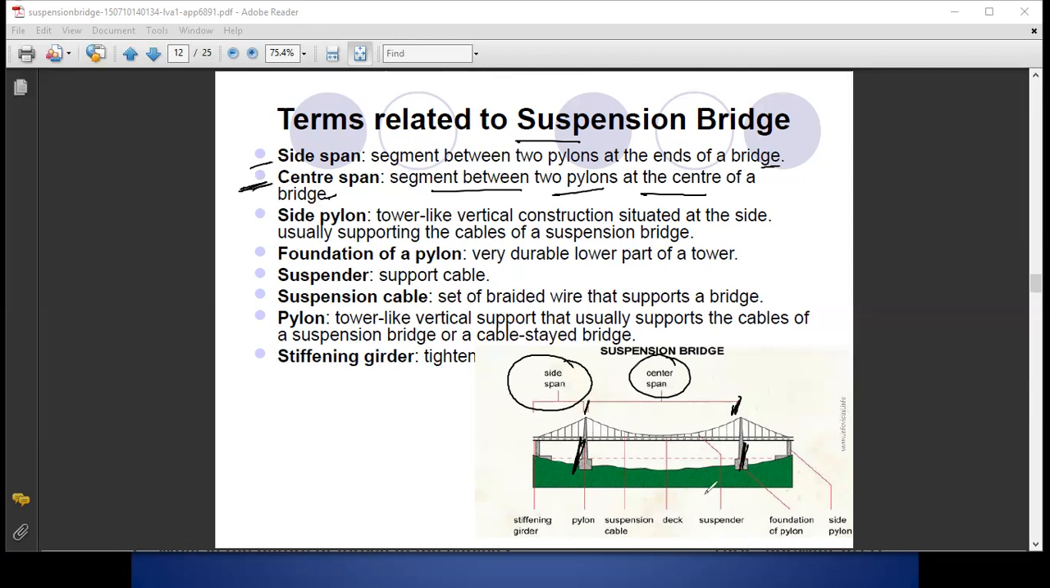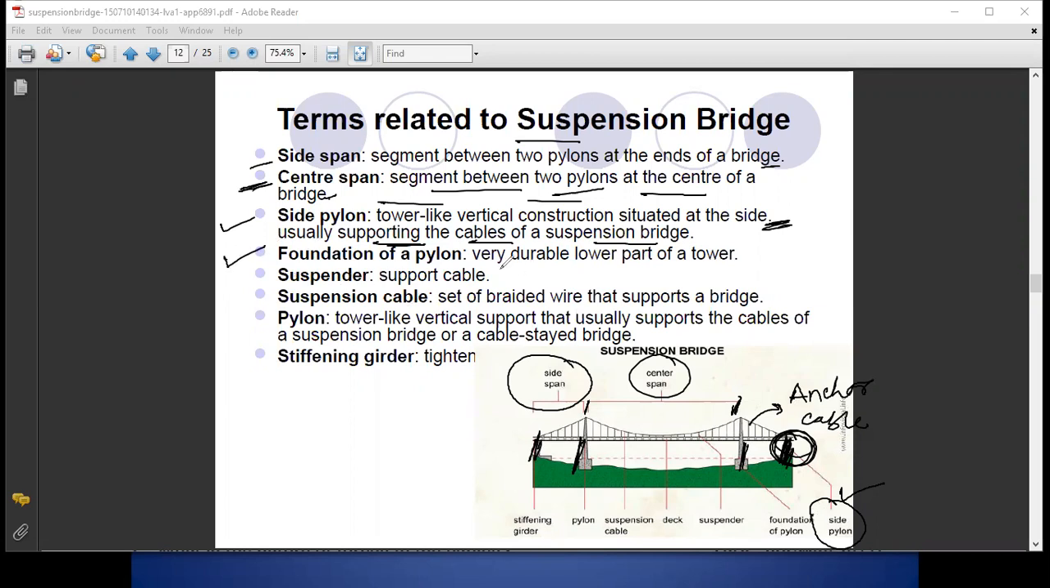The next is the side pylon. At the end of the bridge, this is called a side pylon. It is a tower-like vertical construction situated at the side, which is usually supporting the cables of the suspension bridge. So this is called your anchor cables. A tower-like vertical construction at the side, usually supporting the cables of the suspension bridge, is called a side pylon or the side tower.